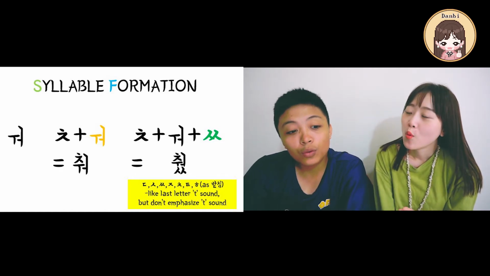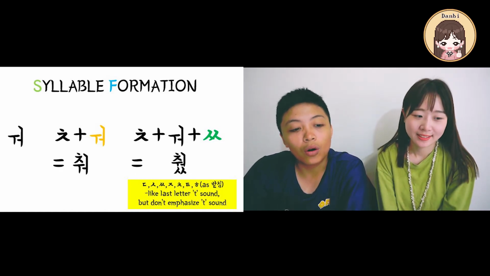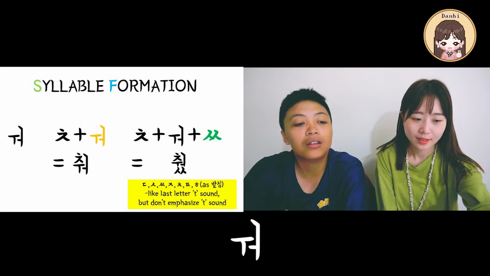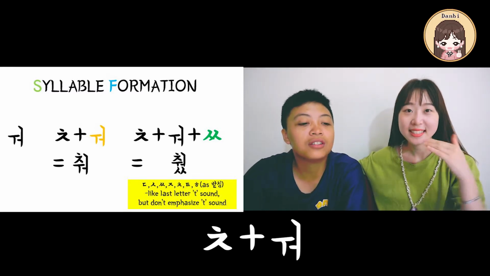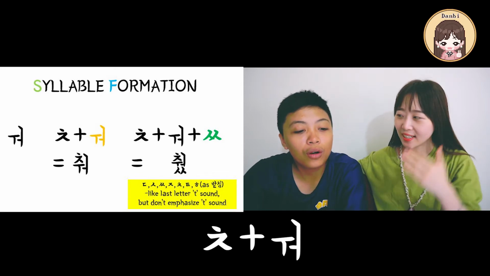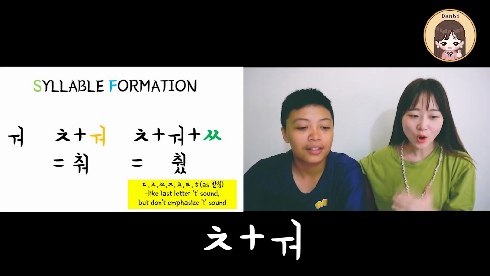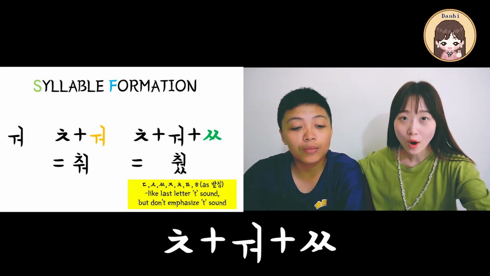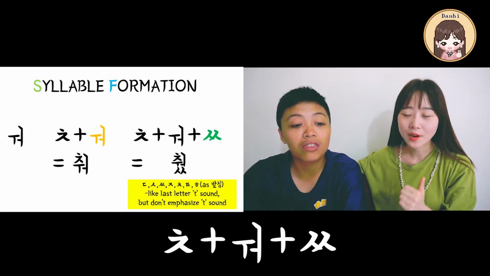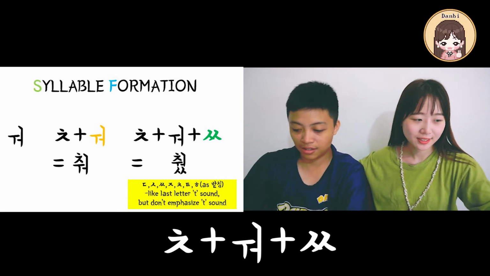is wo, chi wo, chuo. First one, wo. And then chi plus wo equals chuo. Yes. And then chi plus wo plus it. Chuo. Very good.